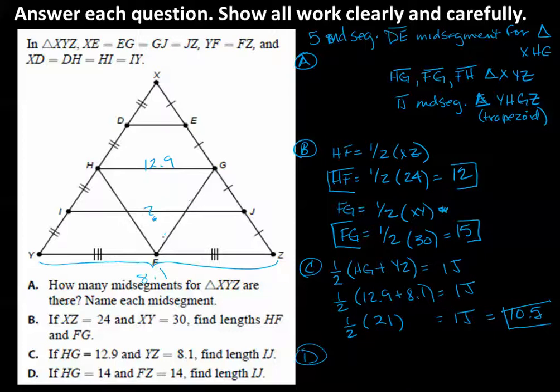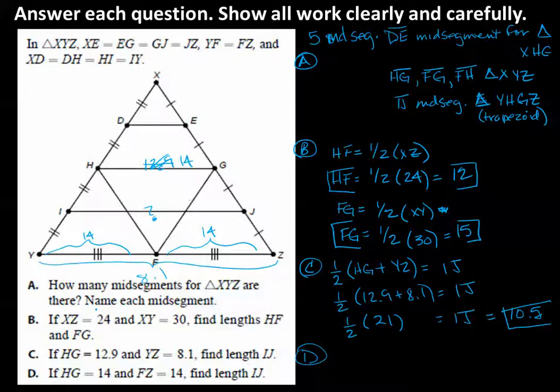HG is 14. I'm going to mark through that, forget it. It's 14. FZ, this little section right here, is going to be 14. They want to know the length of IJ. So I'm going to leave my little question mark right there. So if FZ equals 14, then that means YF is 14, because these guys are congruent, remember? And 14 and 14 is going to give you 28.